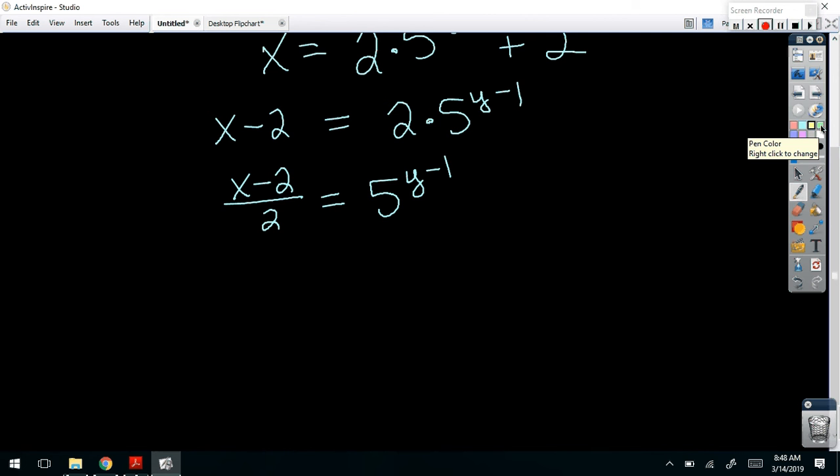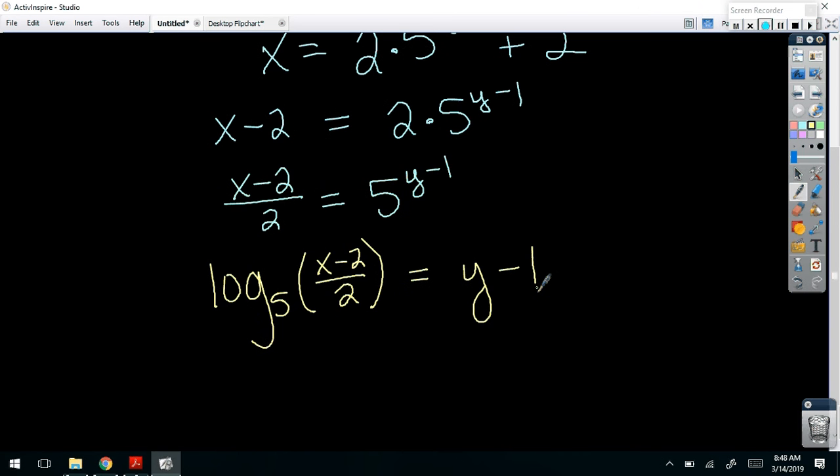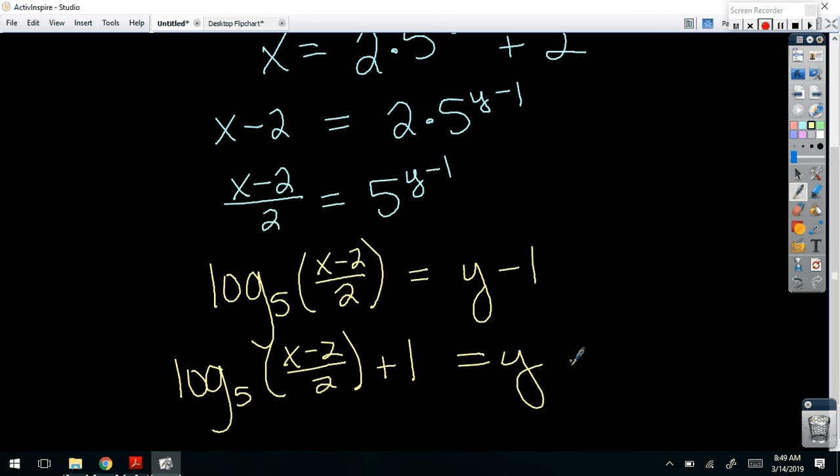What do you do now? What's the base? What goes here? Is it solved? Close. You need to add the 1 to both sides. So actually the inverse of this is log base 5 of x minus 2 over 2 plus 1 equals y. So it looks a lot worse. Really, it's just a matter of writing it this way. You're not doing anything with it. I had to get y by itself. And that's really what it is. That's how to find the inverse of exponential pieces.